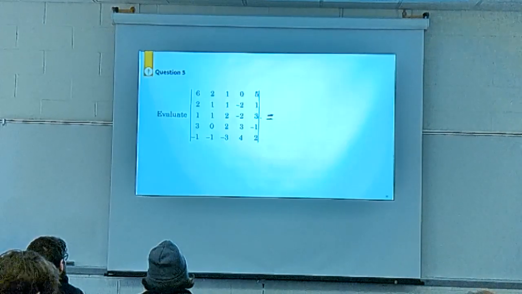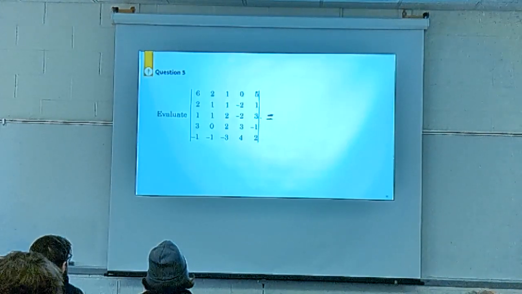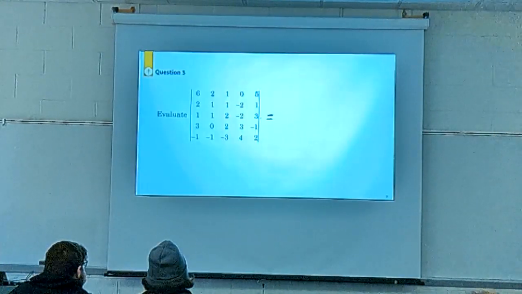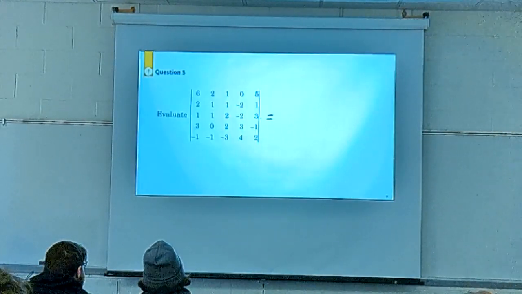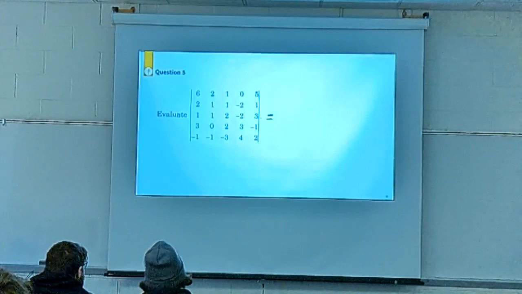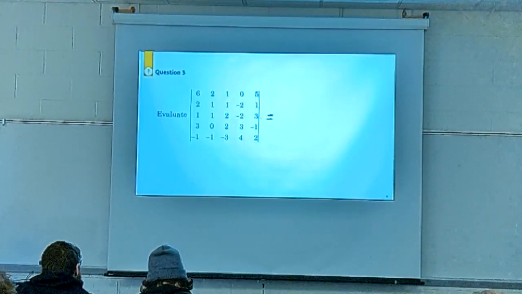So what we notice: rows 1, 2, 3, and 4, all of those entries in that first column are positive. And it's negative in the fifth, so I'm going to flip row 1 and 5.